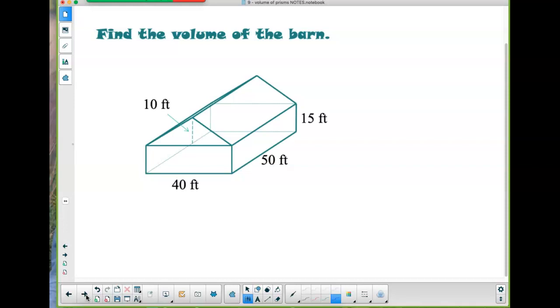Would you agree it's kind of like this? Right? So those of you at home, if I were to show you this, it's kind of like this, and I could take it apart in two pieces. We can find the triangular prism, the rectangular prism, and then add them together to find the entire volume. So let's start with the triangular prism. And then we're going to add to that the rectangular prism.